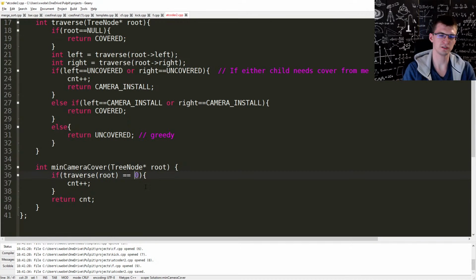Finally, if the root is uncovered, but root thought that its parent will put a camera in itself, then we do this. Tab works. Let me check. No, tab works, but only by a single token. Camera underscore install. So enter is better in this case.